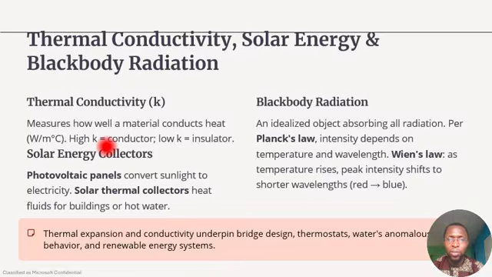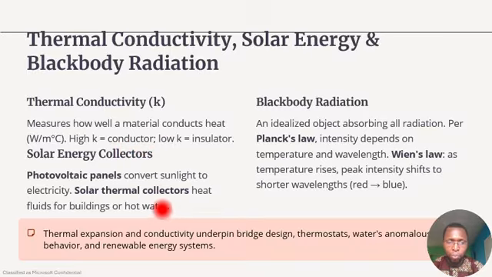So having said that, let's look at some other concepts. We have looked at thermal expansion. Now we have what we call thermal conductivity, solar energy, and black body radiation. We use the symbol K to represent thermal conductivity. Thermal conductivity measures how well a material conducts heat, whether it conducts heat fast or slow. So it either has high conductivity or low conductivity. The material that has low conductivity is known as an insulator. The one that has high conductivity is called a conductor.